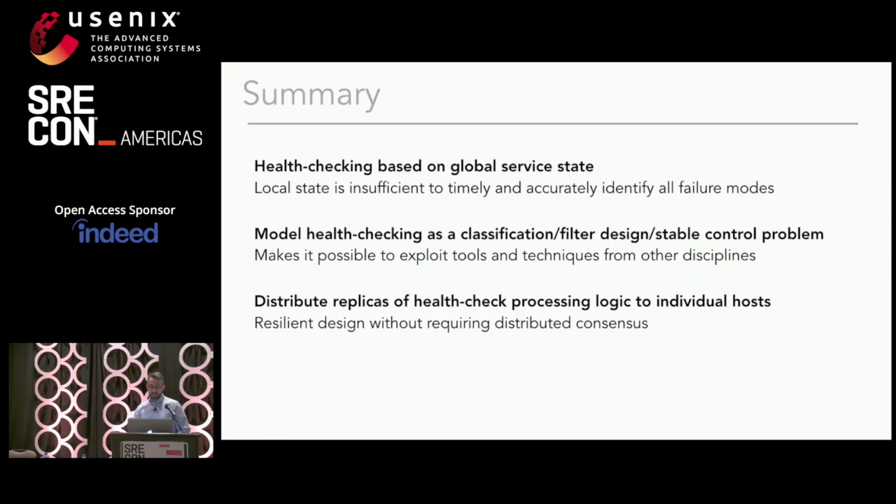So this is pretty much the end of my talk. I would like to summarize the main points that I covered. The first argument I made is that making health check decisions based on the global state of a service is desirable for catching certain failure modes, which would otherwise be impossible to detect if we only look at specific instances in isolation. Second, by modeling the health checking system as a classification, filter design, or stable control problem, we are able to exploit techniques from the literature of these three disciplines to design our health checking systems. And finally, distributing replicas of the health checking processing logic to individual hosts makes it possible to have a resilient design without requiring distributed consensus.